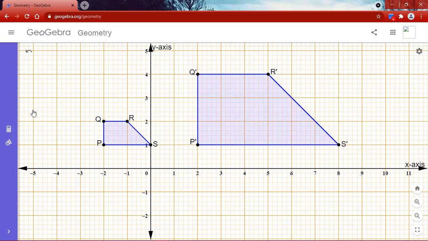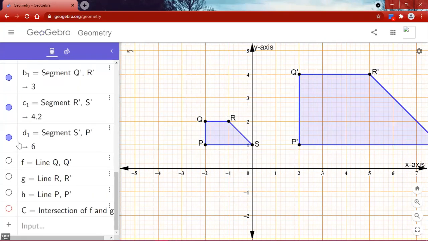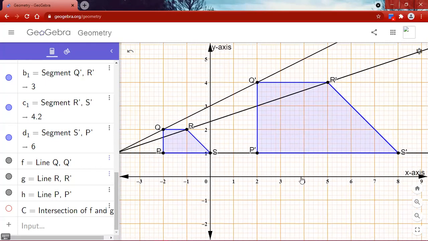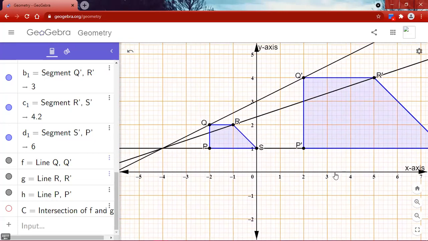So let's just do that. So I already have it hidden here. So let me just show the lines. All right. So you see one line there is drawn through Q and Q prime. The other line is drawn through R and R prime. And the third line is drawn through P prime, S, and S prime. Okay, so I have 3 lines in total. Now notice where all the 3 lines intersect. They all intersect at this point here. All right, and that is our point C.